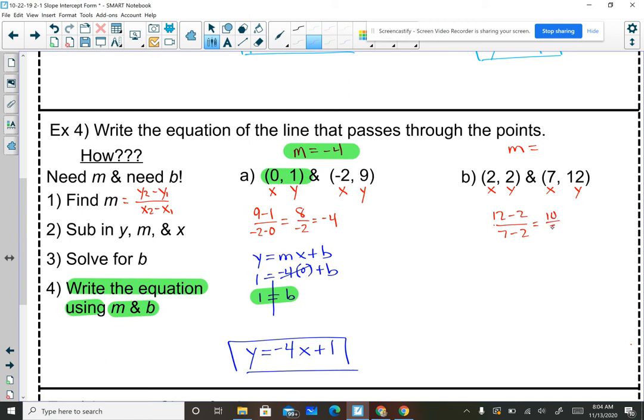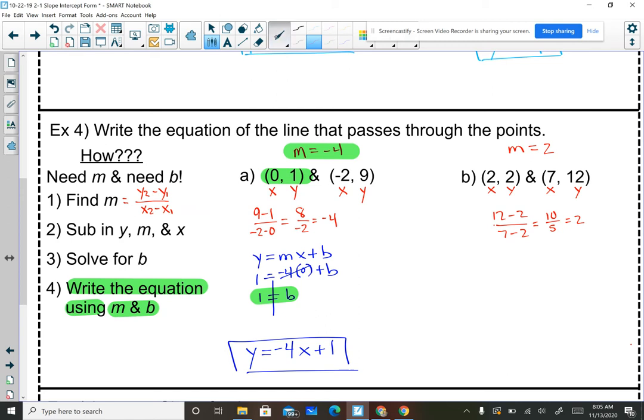10 over 5, which is 2. So my slope is 2. 10 divided by 5 is 2. Okay, so now I have my slope and I have a point. So now I'm just going to go ahead and sub in. I'm on step 2. Sub in the y, the m, and the x, and get my b. So that way I can put my m and b into the equation and write the equation of the line.